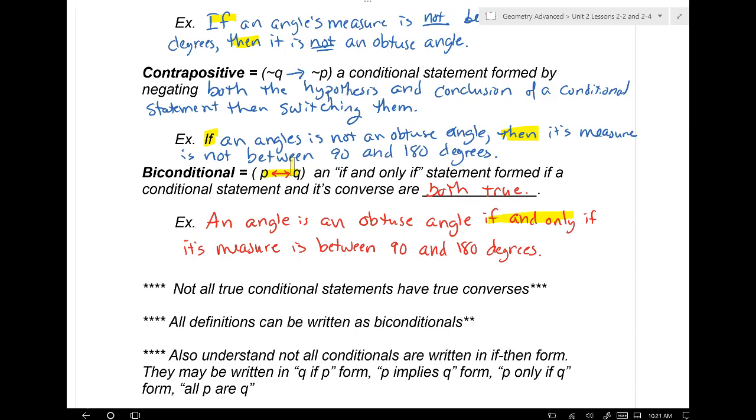Not all true conditional statements have true converses and vice versa, right? All definitions can be written as biconditionals. This is huge. In fact, I asked you to do that using our definitions from the last unit. Did everyone get a hint what's on your quiz on Wednesday? I just said any definition can be written as a biconditional. For example, collinear points: points are collinear if and only if they lie on the same line. Right? Yes. That means a biconditional is just a different way of writing. But again, you want to make sure it works in either direction you choose.